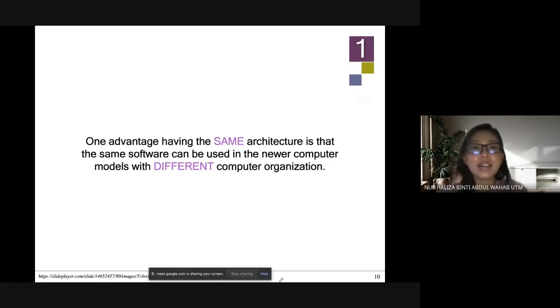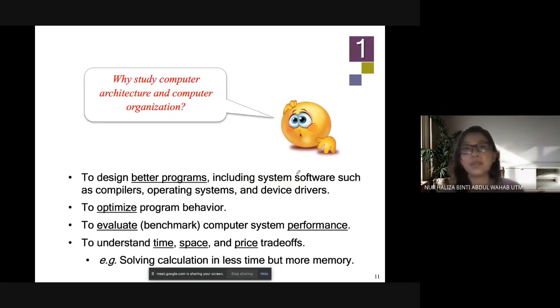So the one advantage of having the same architecture is that the same software can be used in a newer computer model with a different computer organization. Is it okay? So I already gave you the example. And over here, why do you need to study computer architecture and computer organization?